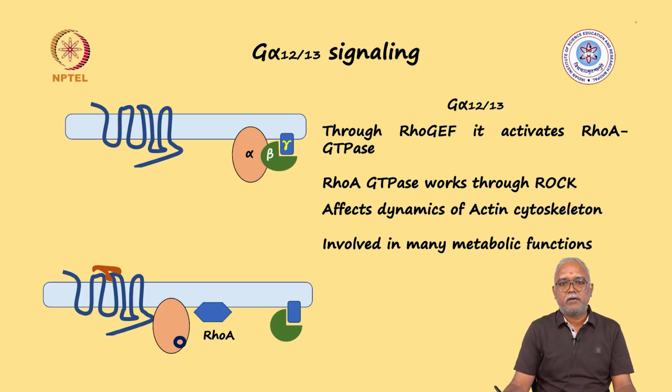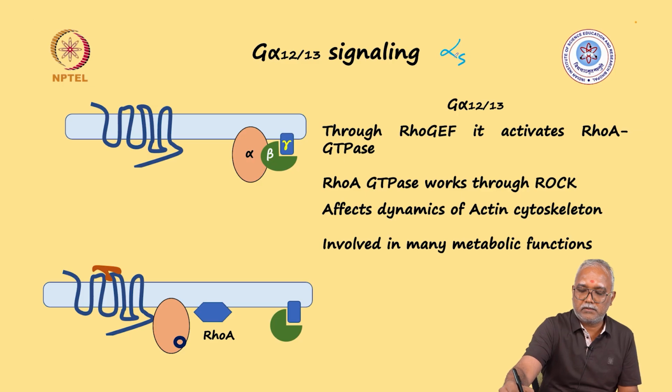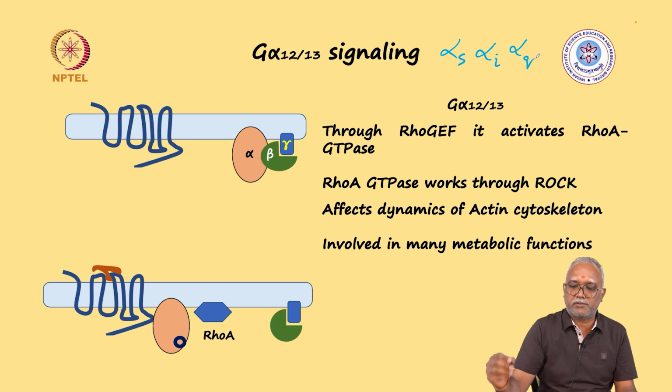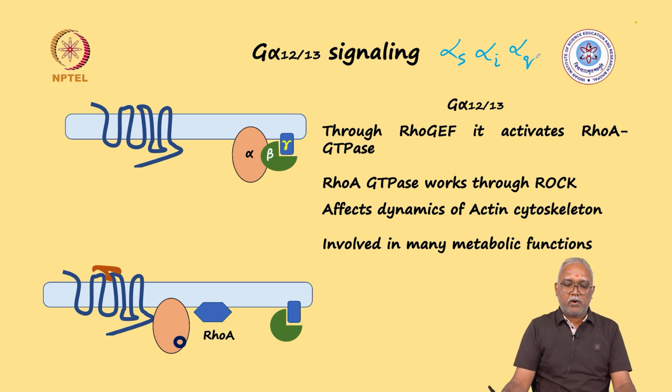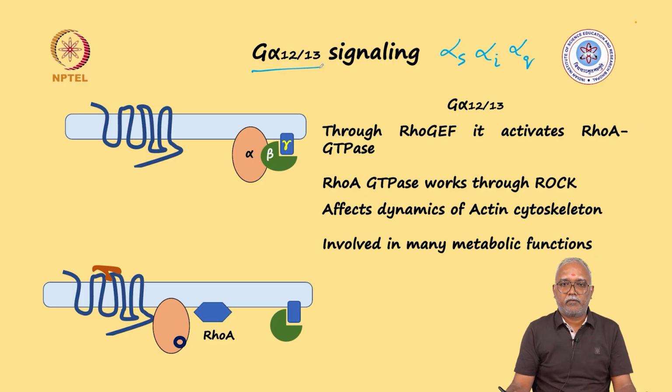We have been seeing the G alpha responses downstream of G alpha S, G alpha I and G alpha Q. We have seen those responses in the previous class. Now we are discussing G alpha 12 and 13, which is the fourth class of G alpha present in the system. Bulk understanding is that there are four main types of G alphas. We will see how there are variants of that in today's class.